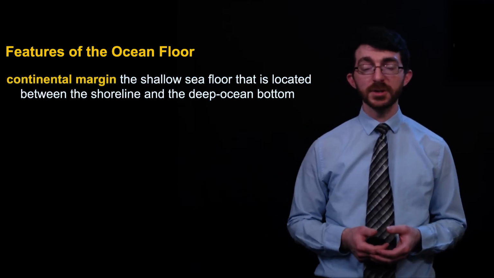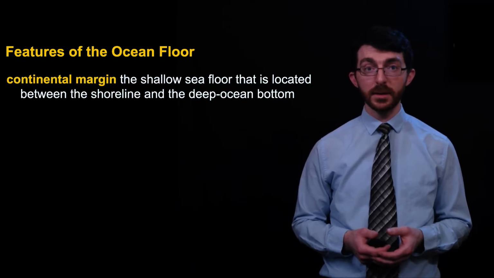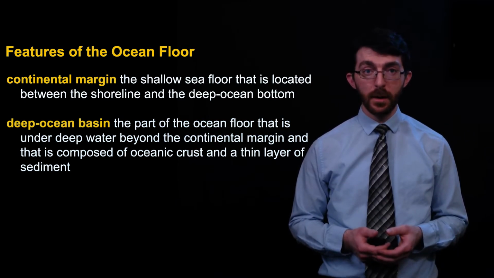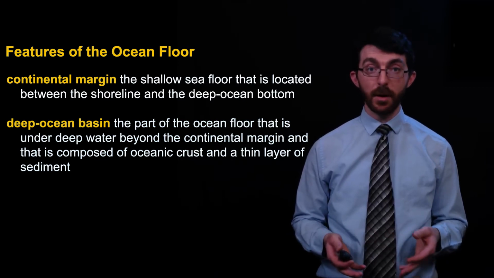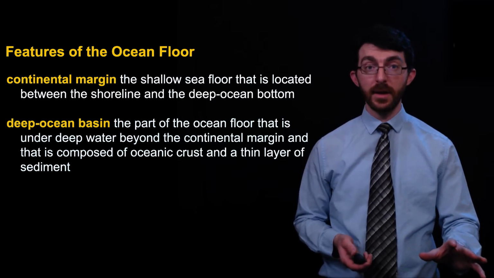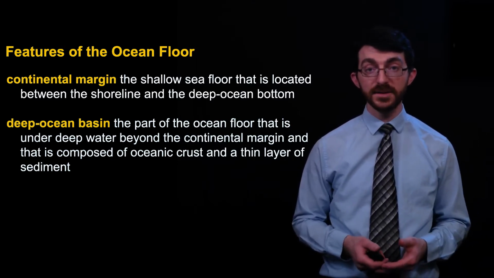Features of the ocean floor start with the continental margin. That is the shallow seafloor that is located between the shoreline and the deep sea bottom. The deep ocean basin is the part of the ocean floor that is under deep water beyond the continental margin and that is composed of oceanic crust and a thin layer of sediment.